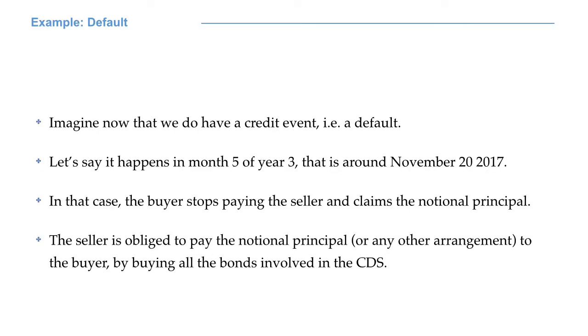Imagine, on the contrary, that a default happens around November 20, 2017. In that case, the buyer stops her payments and can claim the notional principal. The seller is thus obliged to buy all the buyer's bonds at their face value, that is, the notional principal, unless some other arrangement has been made.